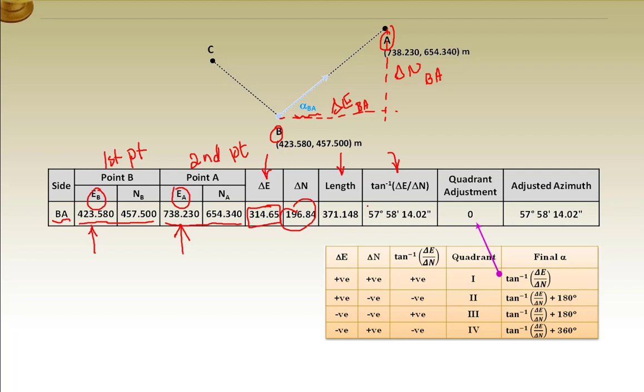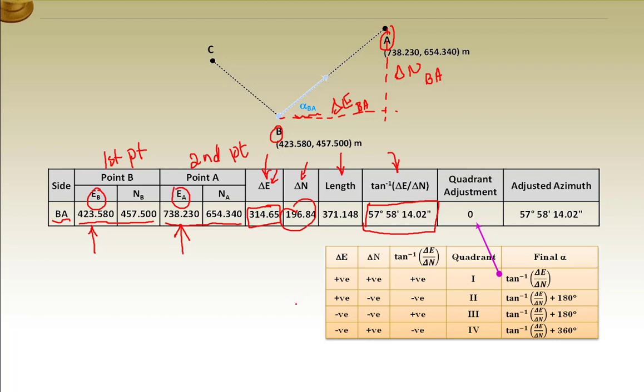We will find that it is 57, 58, 14.02. Of course, we always put the delta E and delta N by their signs. Whatever signs we have, positive or negative, we'll put it in the calculator for the tan calculations.